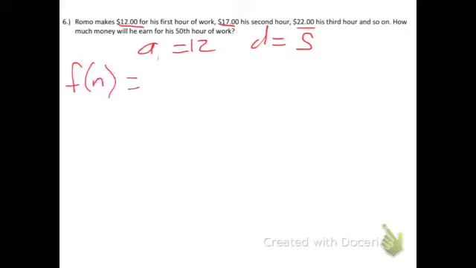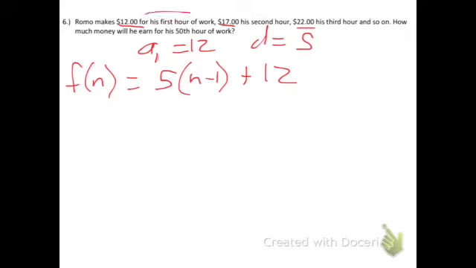Moving on to number 5. Romo makes $12 first hour, $17 next hour, $22 in the third hour, and so on. Well, this is a pattern, just 12, 17, 22, which has a common difference of $5. My initial value is 12. And so if I write a little function here that describes what this number in the sequence is, if you know which one you're looking for, it's going to be common difference times n minus 1 plus initial value.